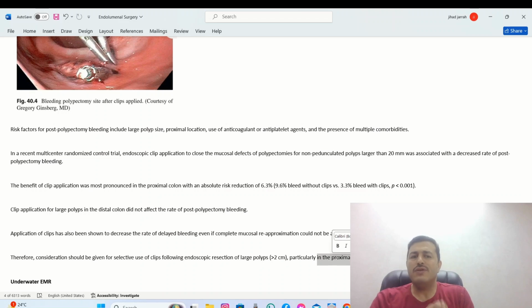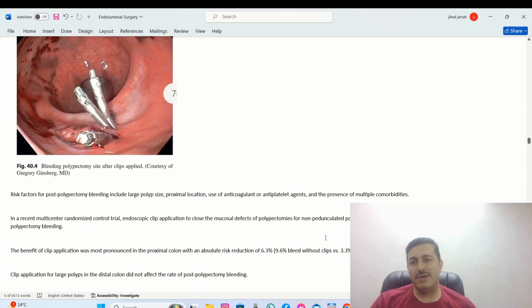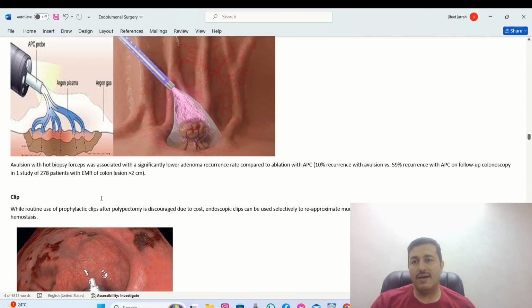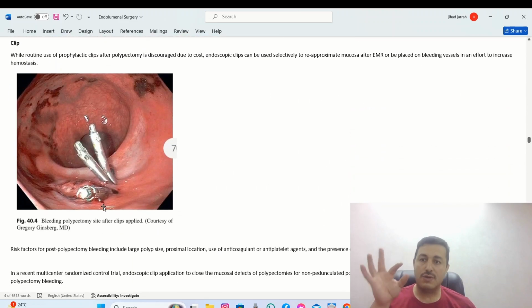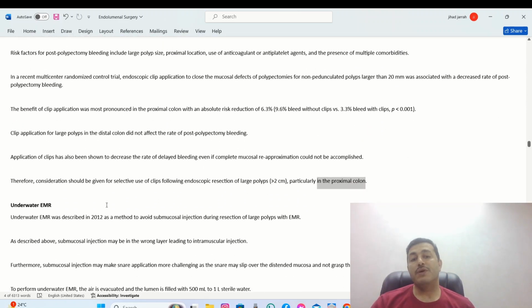So it's proven to decrease bleeding and to decrease the incidence of post-polypectomy syndrome when we compare it to the left colon endoscopic mucosal resection, where the clip is not beneficial. Okay, what else about the clip? These are the clips, how they look like. Two purposes: closure of the defect if the polyp is larger than 2 centimeters, location in the right colon.